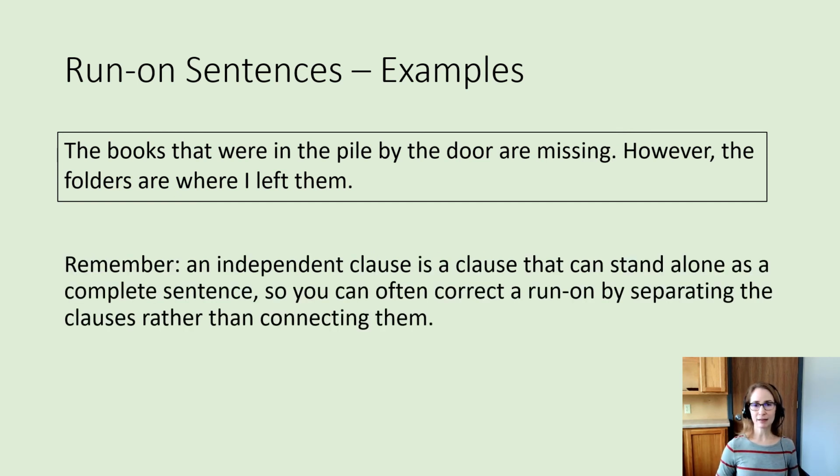But remember, an independent clause is the clause that can stand alone as a complete sentence. So you can often correct a run-on by separating the clauses rather than connecting them with some special kind of punctuation. Notice in the example, I've just replaced that semicolon with a period and capitalized however, and that's also a perfectly acceptable way to fix that run-on. And the reality is that sometimes a semicolon is really useful, but it's not anything you can't do without a period, really. And so if you go the rest of your life without using a semicolon, odds are you probably will be just fine.